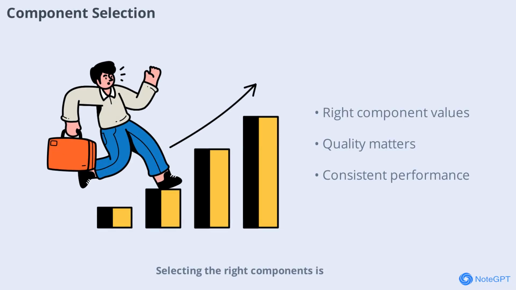Selecting the right components is essential for achieving maximum power transfer. Engineers must choose resistors, capacitors, and inductors with appropriate values and tolerances to match the source and load. High-quality components ensure reliable operation and consistent performance, reducing the risk of mismatches and power loss.